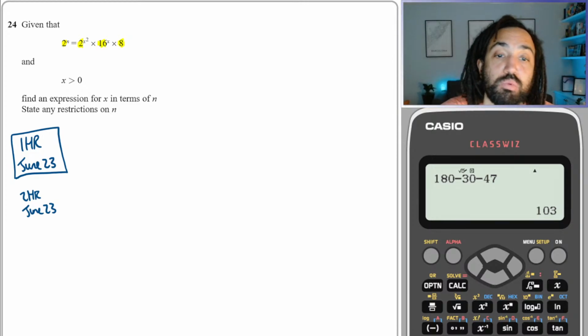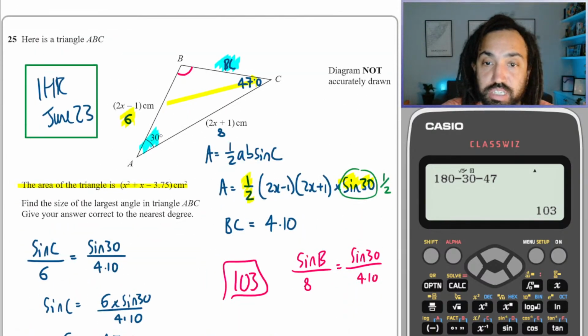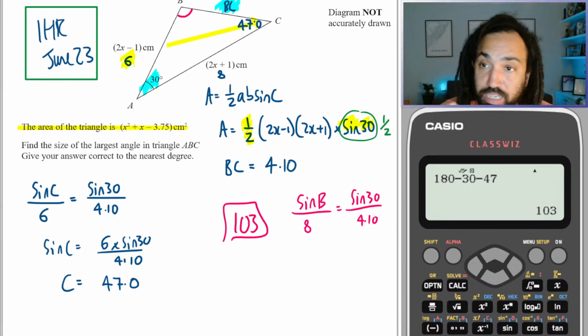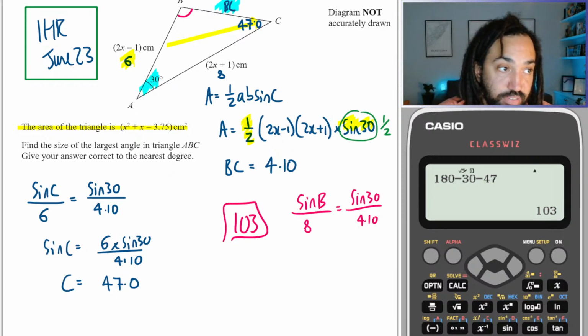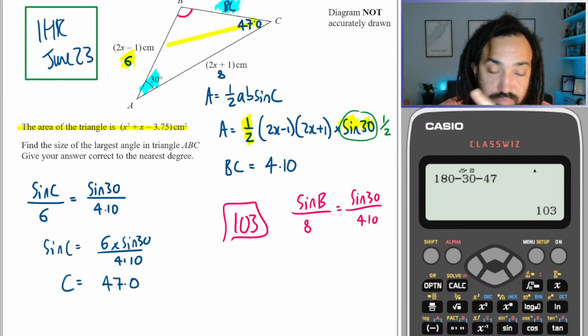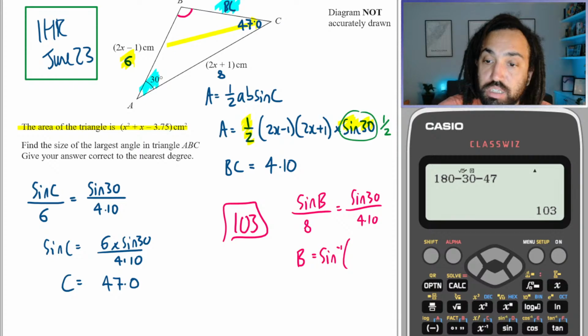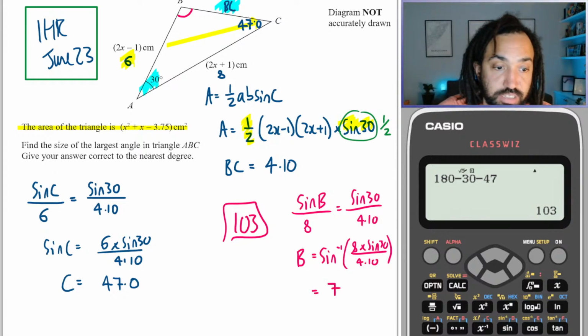Oh, some people are... Oh, right. Yes, sorry. This is important. I will go back on this. It is giving you a different answer, isn't it? I bet you it's giving you 77. I bet you when you do sine to the minus 1 of 8 times sine 30 over 4.10, I bet you it gives you 77. Am I wrong?